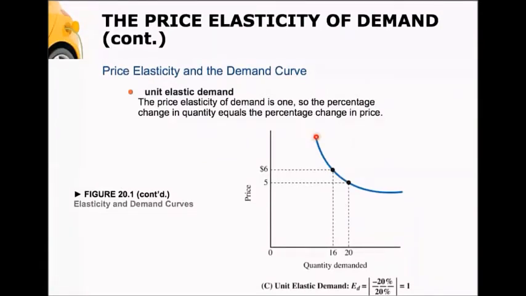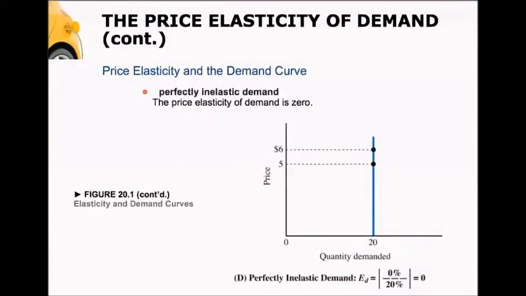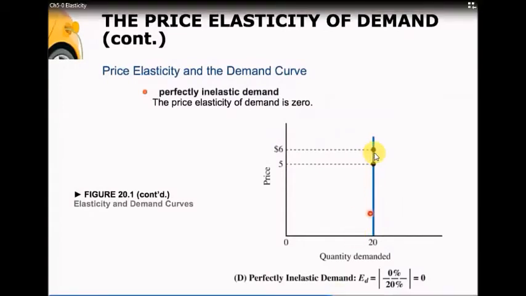For this portion of the demand curve, moving from this point to this point, our price elasticity turns out to be exactly equal to 1, and we call that a unit elastic demand. Another potential elasticity is perfectly inelastic demand. That's a vertical demand curve.